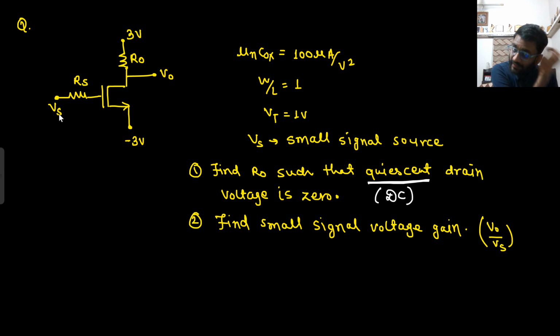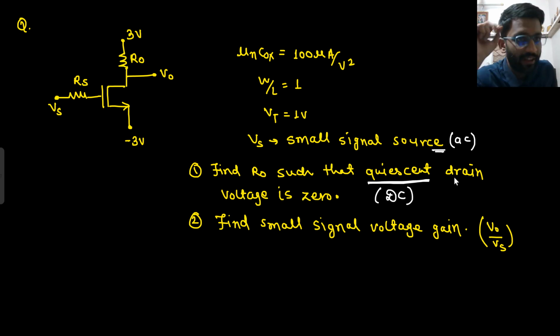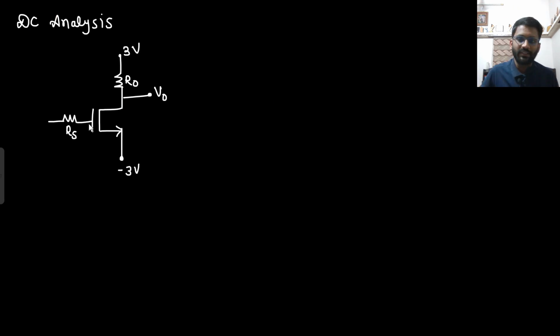And Vs is 0, because this is a small signal source. That means it will be AC. If they write small signal source, they need not mention AC. You have to consider on your own that it will be AC only. It's not necessary that they will write it is going to be AC. So consider this is AC only. So this is shorted.